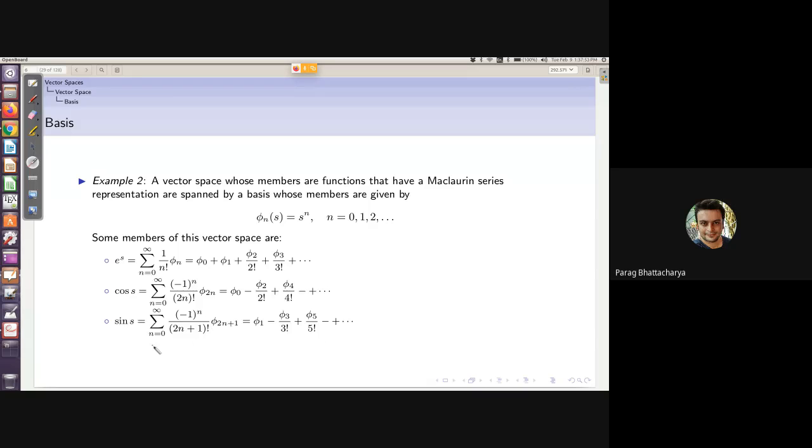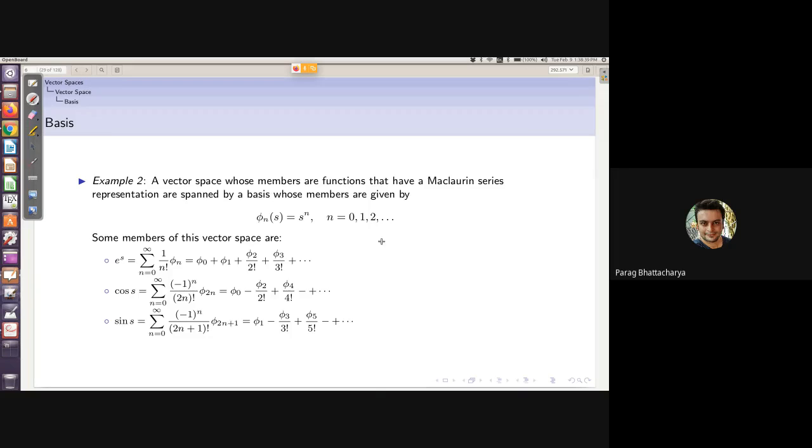So what will be the expansion of sine s? Do we see a phi 0? We don't see a phi 0 in the expansion, so it will be 0. Do we see a phi 1? Yes, we see a phi 1. What is being multiplied with phi 1? 1. Do we see a phi 2? We don't see a phi 2, so 0. Do we see a phi 3? Yes. What is being multiplied by phi 3? Minus 1 by 3 factorial. We don't see a phi 4, so again a 0. We see a phi 5. What is being multiplied? 1 by 5 factorial, and so on. So this is how you can expand sine in terms of this basis. Is that clear?